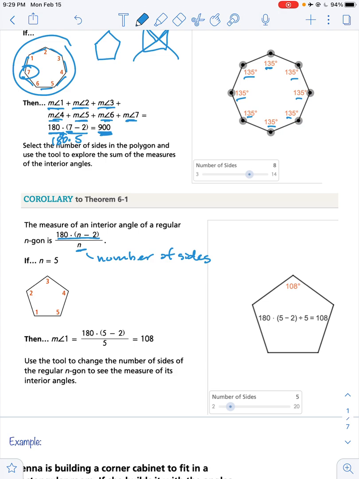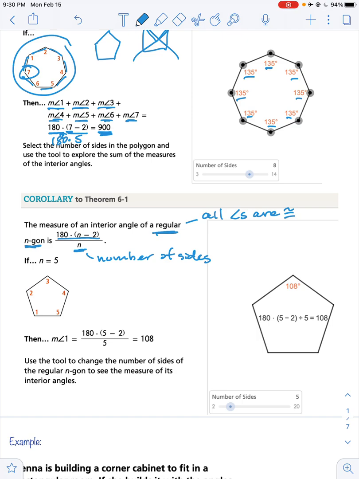All right, so if I'm trying to figure out the measure of an angle of a regular n-gon, regular n-gon means that all the angles are congruent. They're all the same. Okay. So if I'm trying to figure out what one angle in a regular polygon is, all I have to do is use that same formula, 180 times n minus 2, but then divided by the number of sides, and that's going to give me one of the angles.